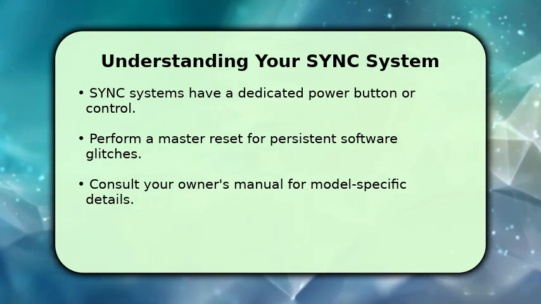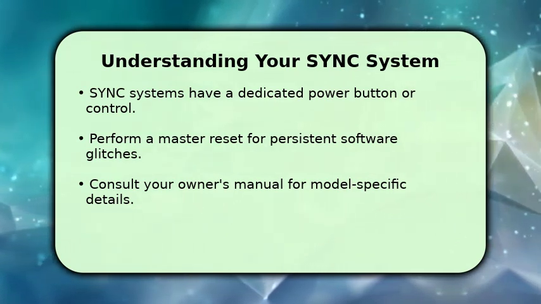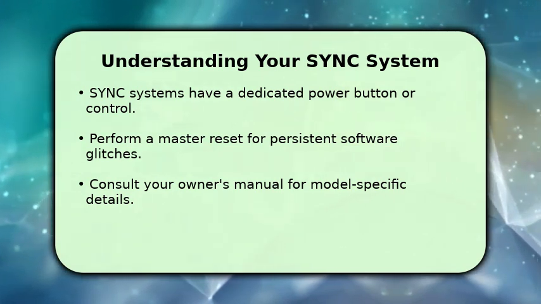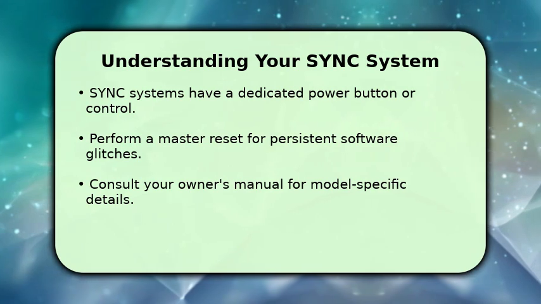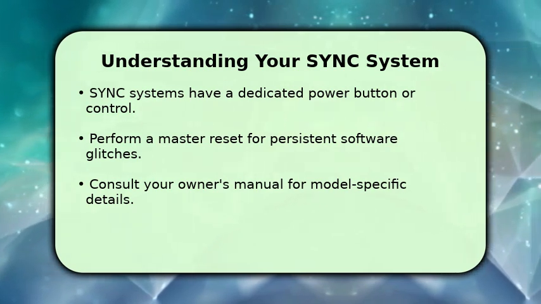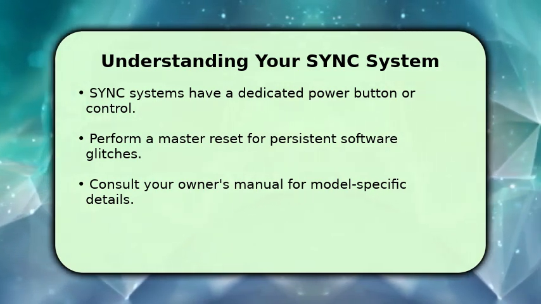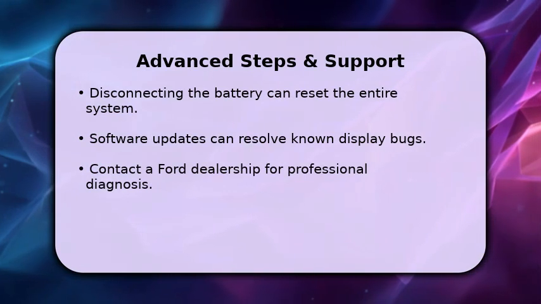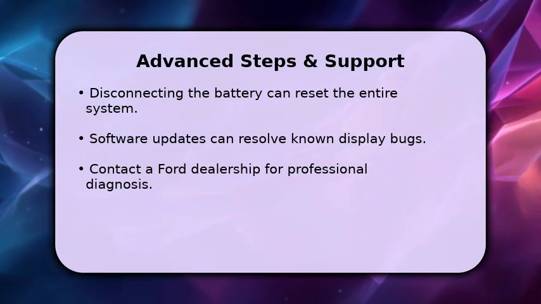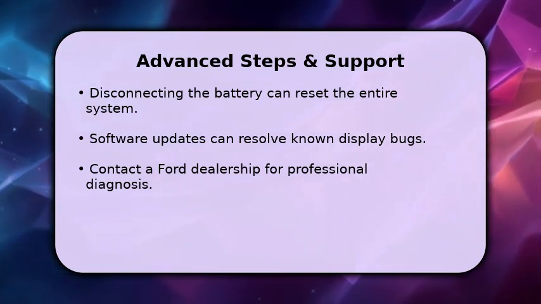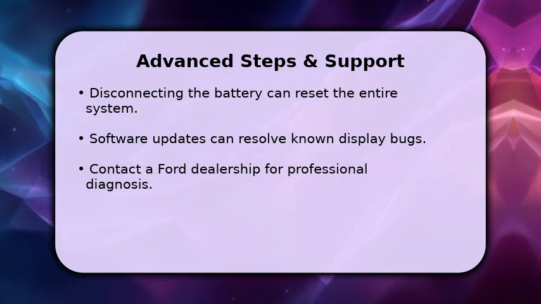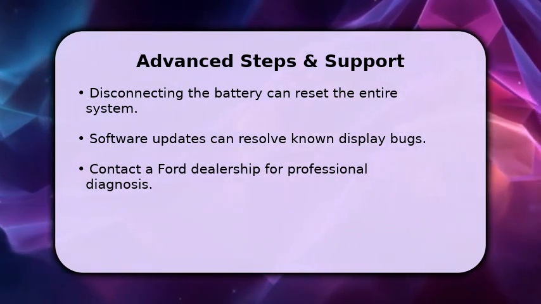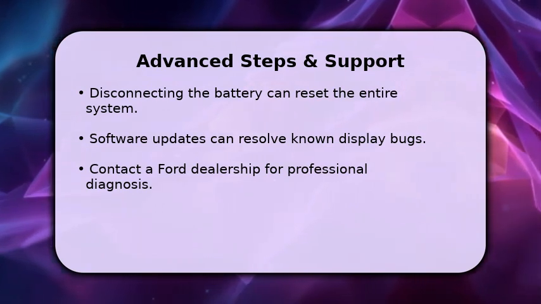If software glitches are causing issues, performing a master reset through the system settings can often clear them up. Remember, your owner's manual is an excellent resource for model-specific instructions and diagrams for your particular sync version. For more persistent problems, you might try disconnecting your vehicle's battery for about 15 minutes to perform a full system reset. Also, ensure your sync software is up to date, as updates often fix display bugs.